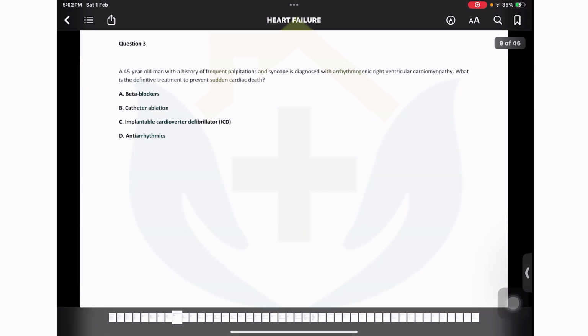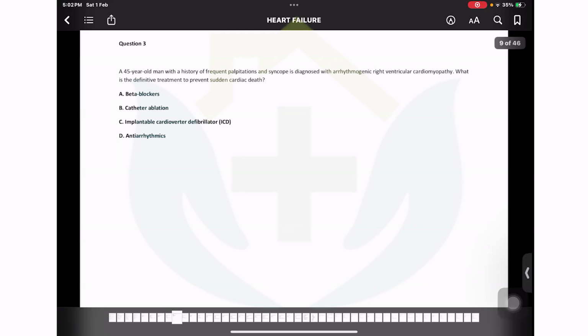ICD. So, no matter what kind of cardiomyopathy we are dealing with, the only definitive treatment to prevent sudden cardiac death in these patients specifically is an implantable cardioverter defibrillator. Why? Because most of these people die of VT. Yes, they die of ventricular arrhythmias, and they may present with syncope.